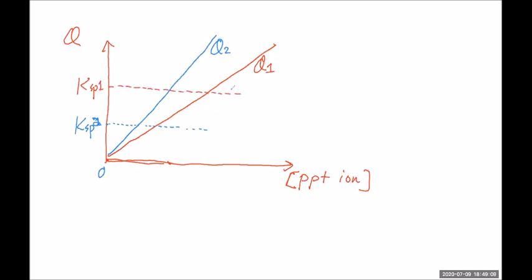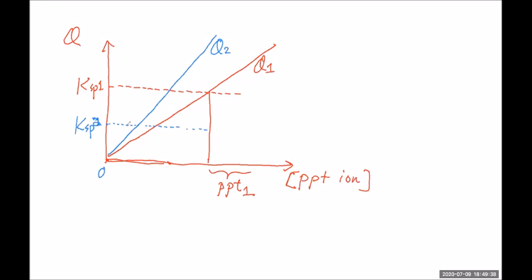So what is the concentration for Q1 to form precipitate? For compound 1 to form precipitate, the quotient has to be larger than KSP1. So this is the range from here. Compound 1 precipitate. Let's say we name it precipitate 1.